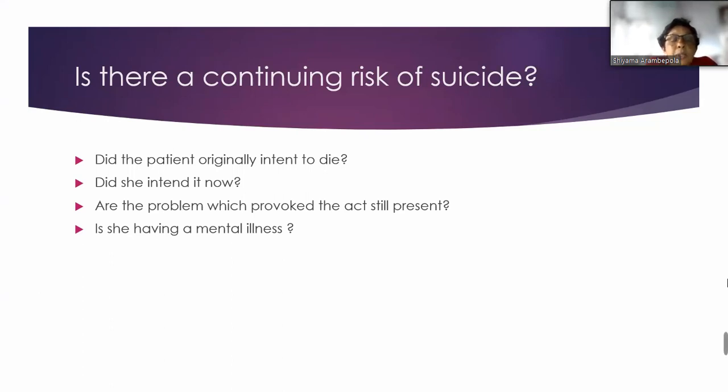Right? Now, the person who had attempted suicide, the problems that the person is having, are they still present, and is he having a mental illness? So those are the 4 questions that we need to answer in order to assess the continuing risk of suicide, right?